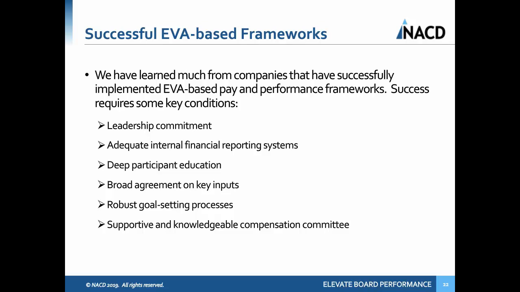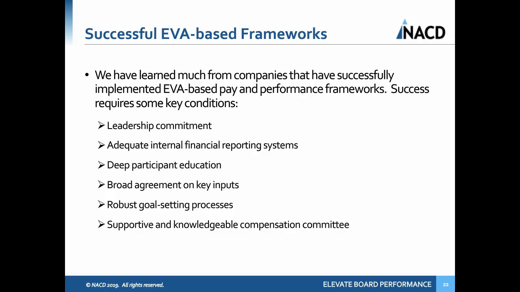Finally, broad agreement on key inputs, making sure you're comfortable with the EVA definition. That includes both at the management level and at the board, the comp committee level. Robust goal-setting process. It's not good enough to put EVA on autopilot. So all the hard work you're doing on setting goals with respect to ROIC and earnings growth, all of that hard work needs to be put into EVA goal setting as well. And then finally, supportive and knowledgeable compensation committees.